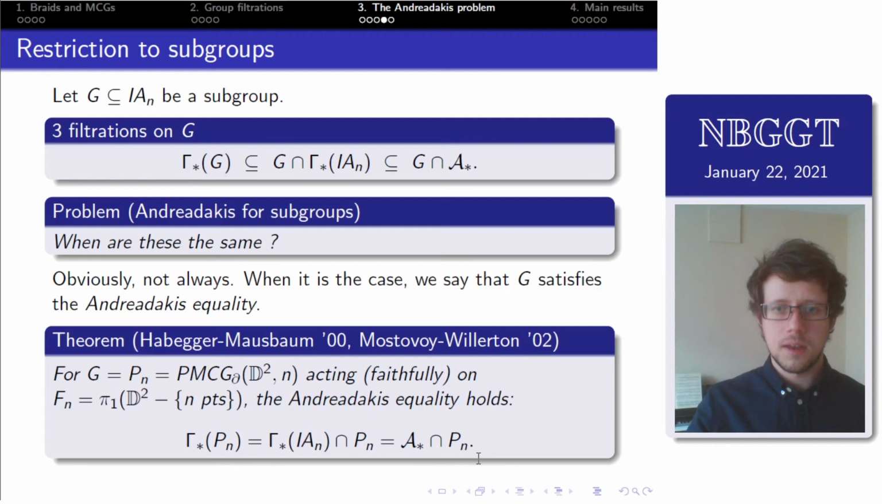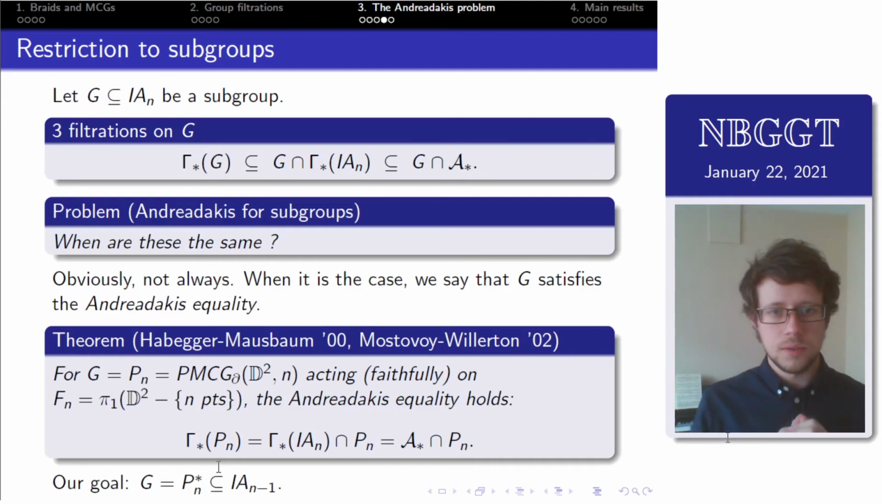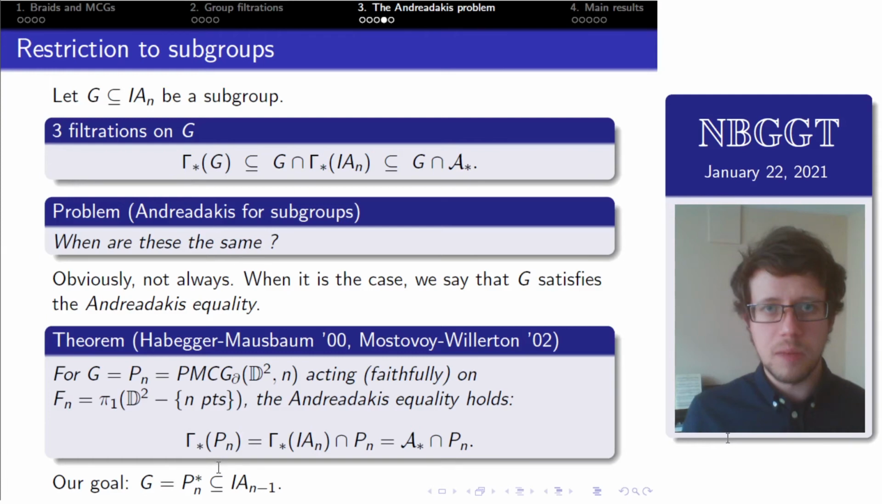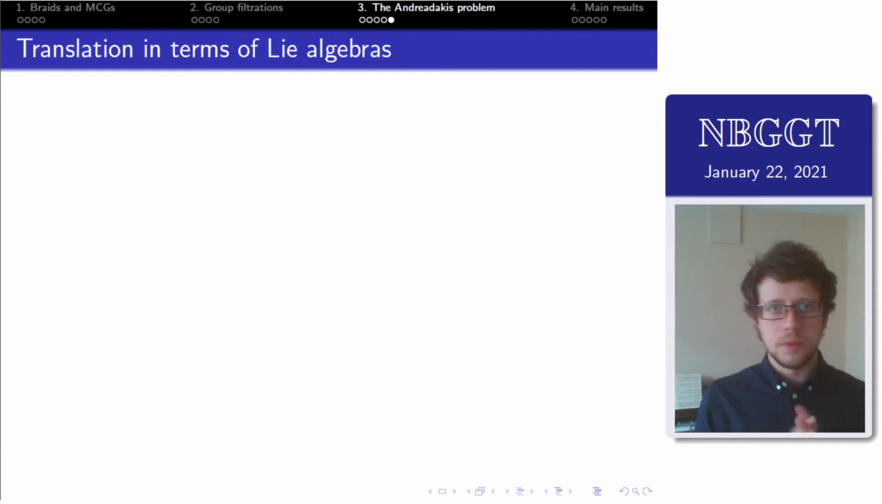And what we are interested in here is to do exactly the same, but for the pure mapping class group of the sphere, which is the quotient of the pure braid group by its center, acting on the free group on n-1 generators. So in order to get this Andreadakis equality, we want to translate our problem in terms of Lie algebras over Z, that is, in terms of Lie rings.